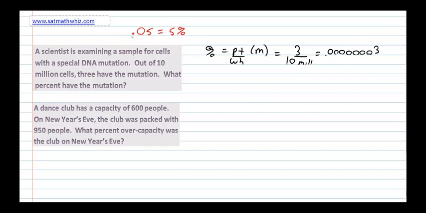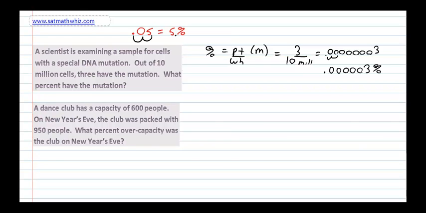So to get from the decimal form to the percentage form here, we move the decimal 2 spaces to the right. So in this situation, we're going to move the decimal 2 spaces to the right. That gives us a situation where you have a decimal and 5 zeros before the 3. So it's 0.000003%.